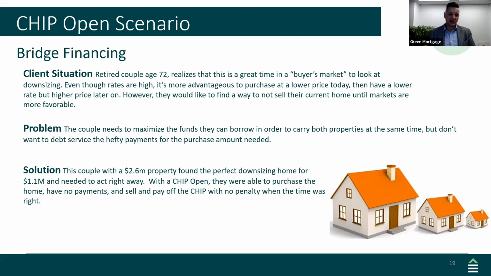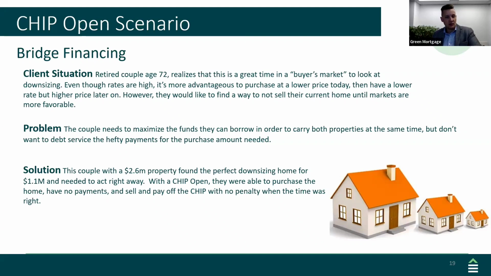So the problem was they needed to maximize the funds they could borrow in order to carry both properties at the same time, but didn't want to service the hefty payments to be able to do so. And the solution was they had a $2.6 million property, and they found the perfect downsizing home for $1.1 million and needed to act right away. And so they got a CHIP Open, and they were able to purchase the new home. They had no payments, and then they were able to sell and pay off the CHIP with no penalty when the time is right.